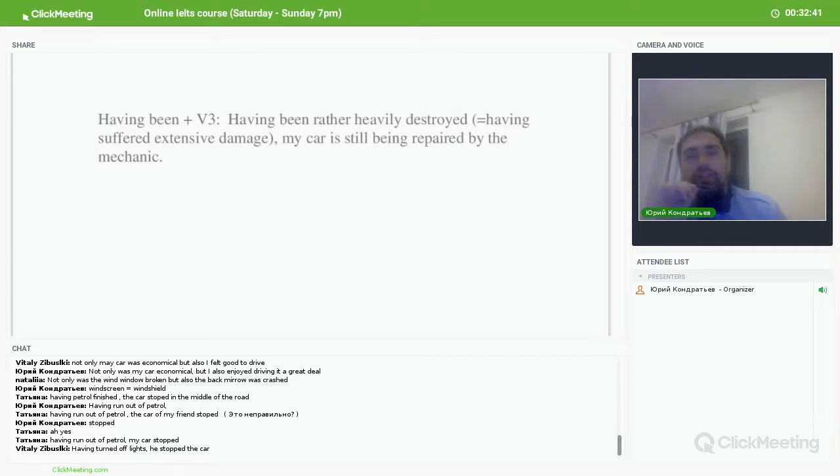If you can make such a sentence, please try to make it. Having been, so you can say, having done something, the driver stopped, or the driver crashed into my car. But you can also say it about a car. Having been rather heavily destroyed, my car is still being repaired by the mechanic. You can make a sentence like this, that would be great.